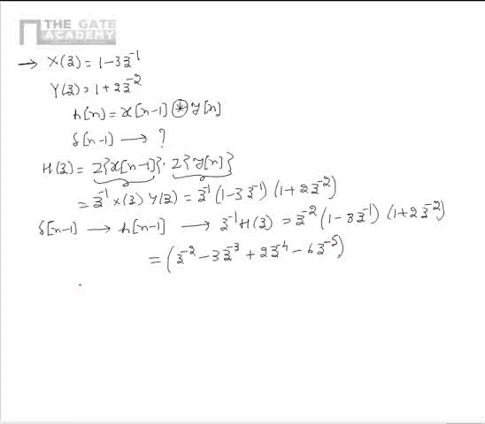From this, we see that the output, that is h of n minus 1, can be given as 0, 0, 1, minus 3, 2, minus 6, where the first 0 corresponds to the instant n is equal to 0.